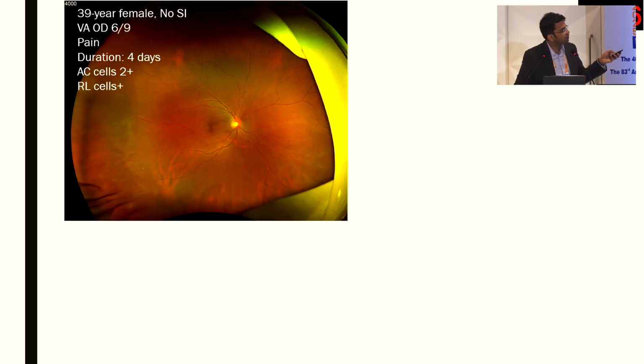Now, coming to the case, a peculiar case in which a 39-year-old female with no systemic illness presents with a 4-day history of mild pain and some blurring of vision.